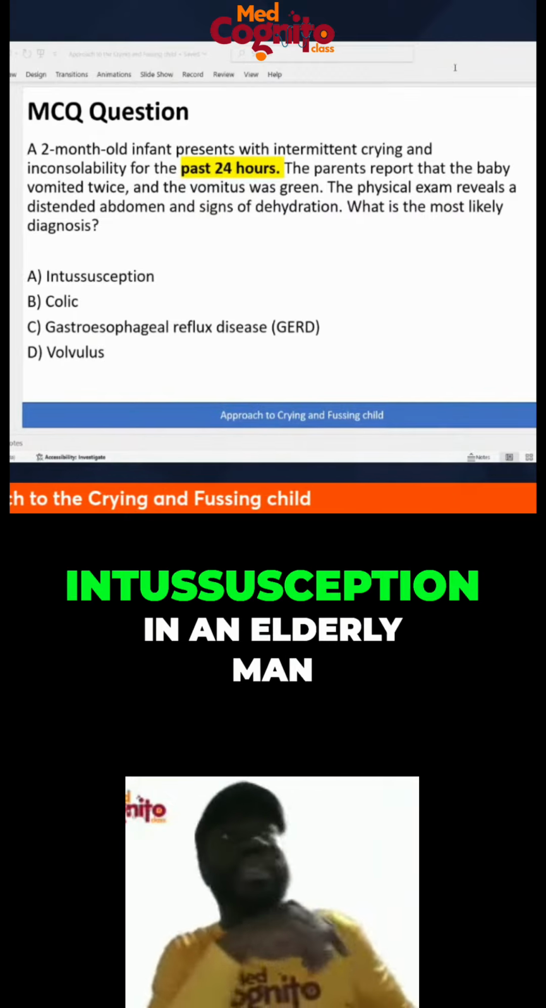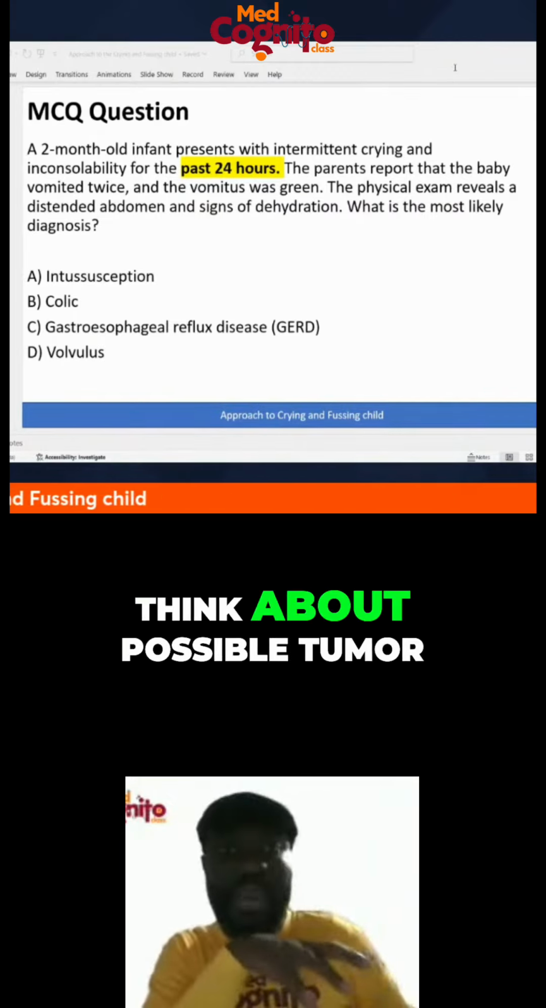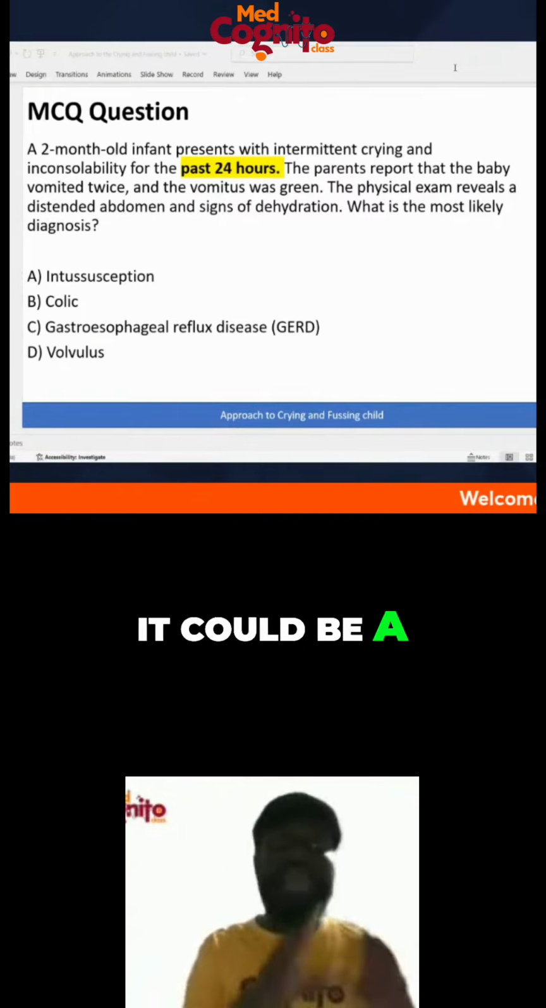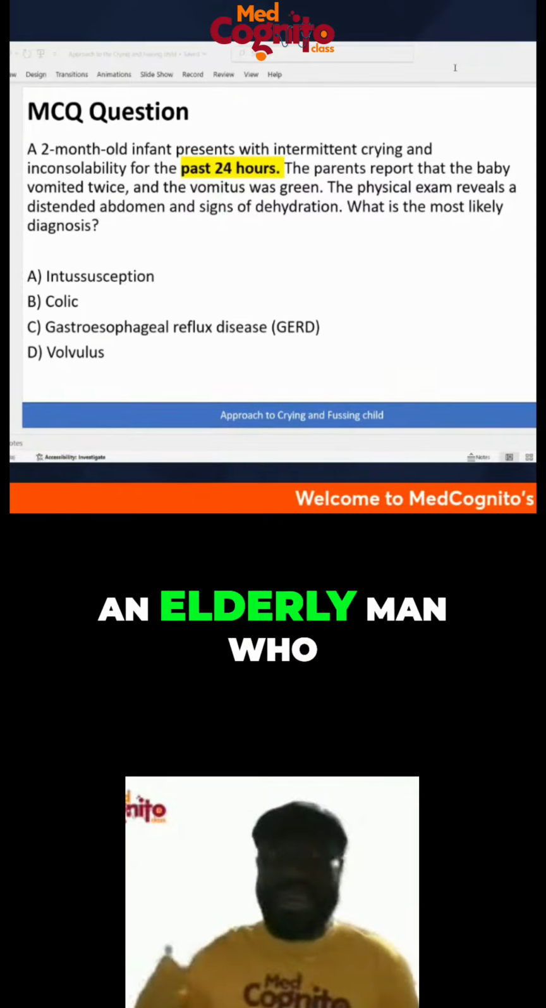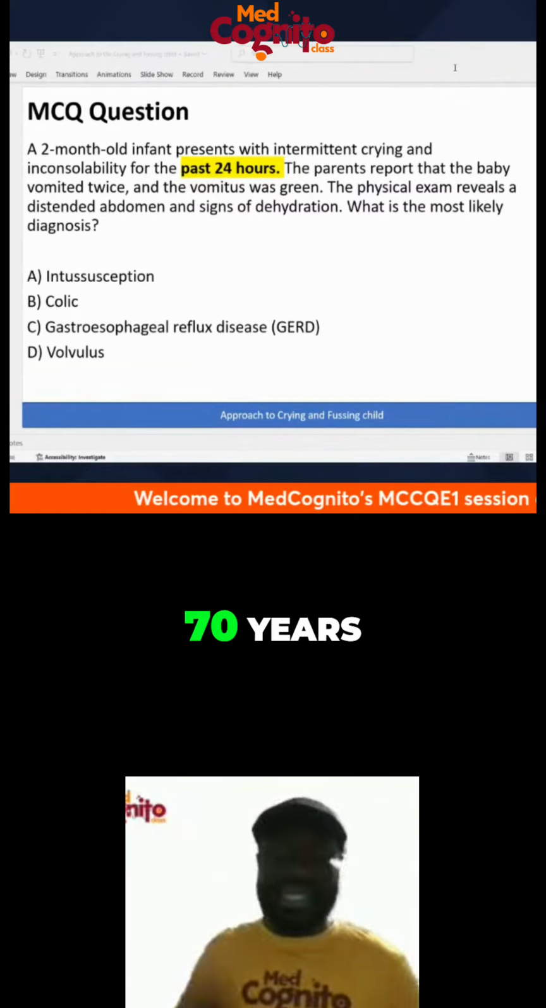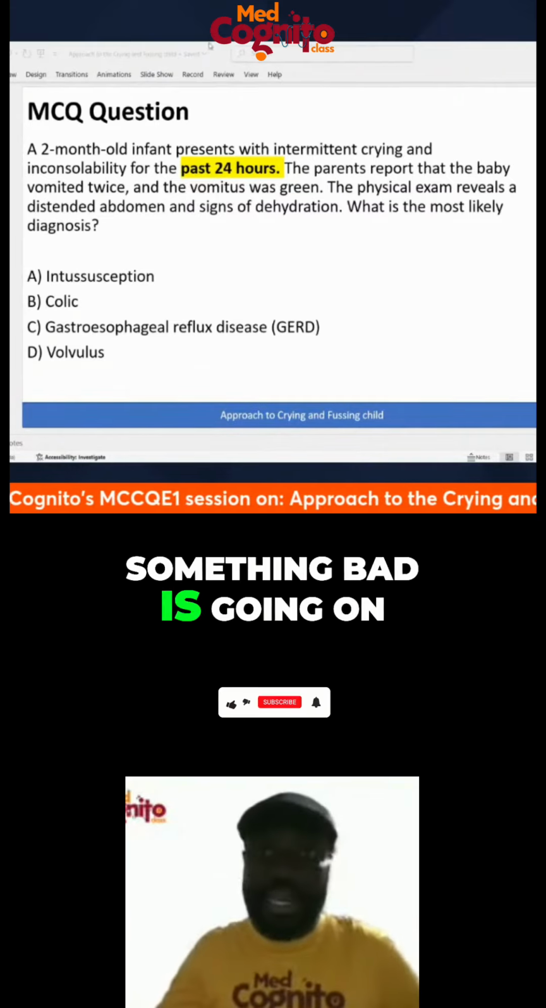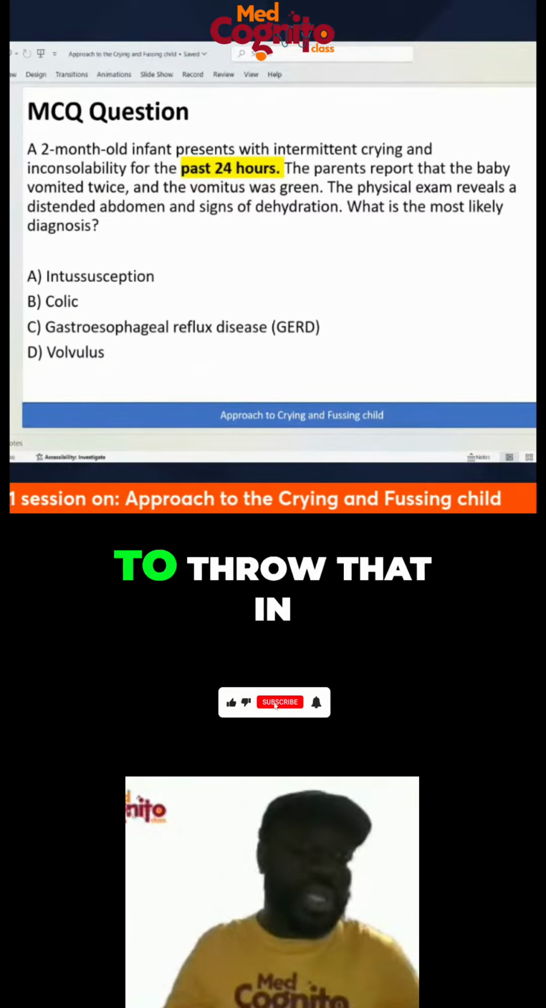So when you see intussusception in an elderly man, think about a possible tumor. It could be a benign tumor, but in an elderly man who is probably more than 70 years, chances are that something bad is going on, right? So I just wanted to throw that in.